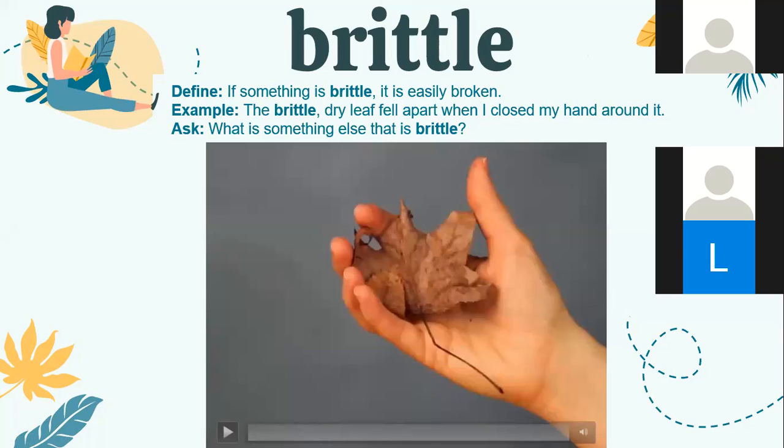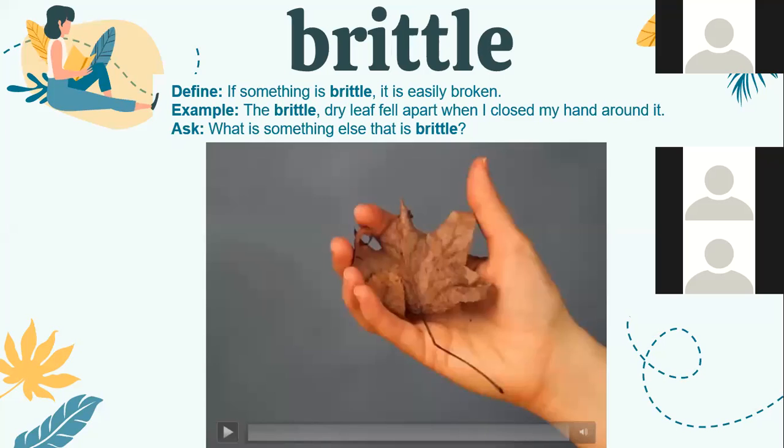The brittle dry leaf fell apart when I closed my hand around it. Yes. Guys, I'm talking. Why do you interrupt? And Noor is reading. Please, guys. I'm trying my best to allow all of you to participate. So we said that the dry leaf in her hand can break easily. If you squeeze on it, it will break easily.